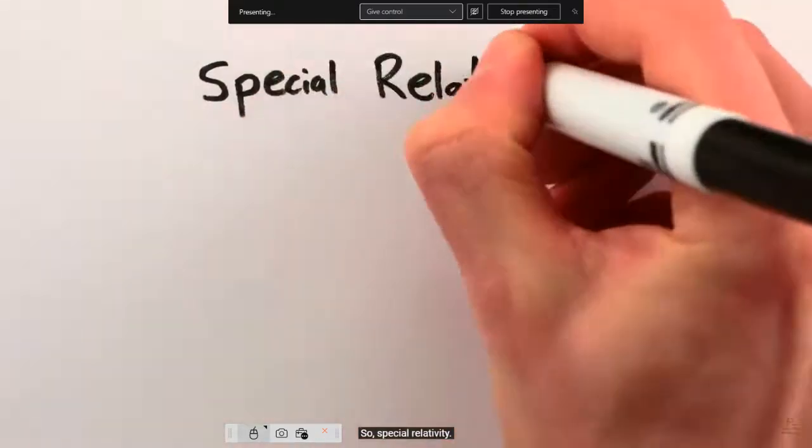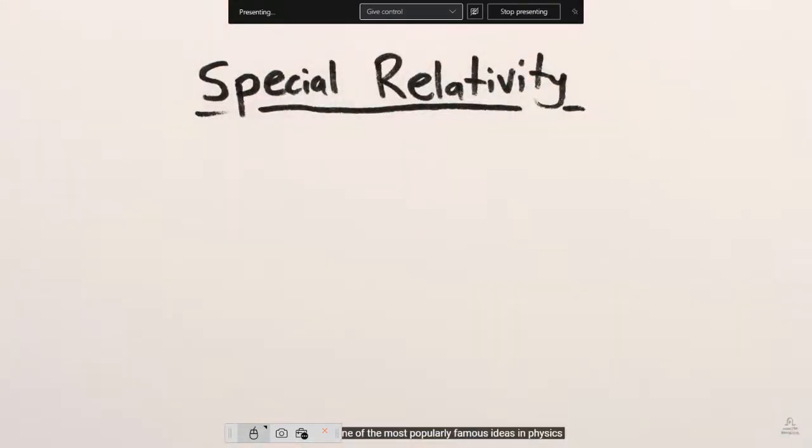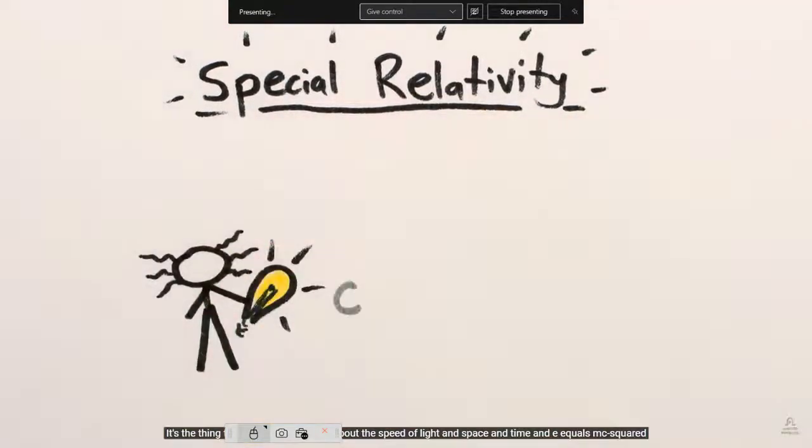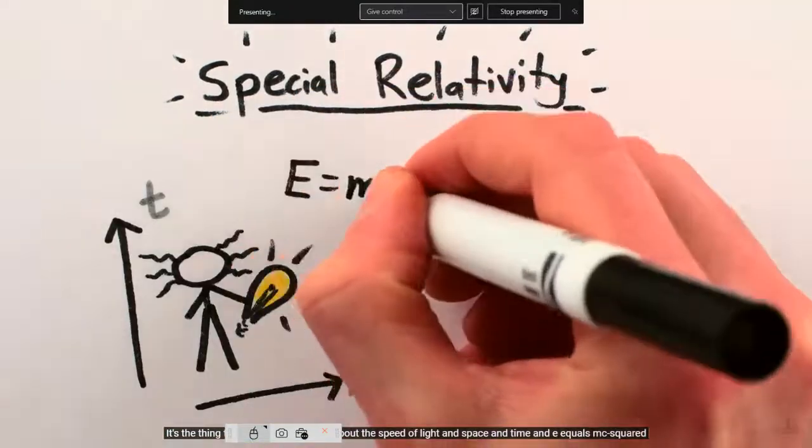So, special relativity. Special relativity is one of the most popularly famous ideas in physics. It's the thing that Einstein figured out about the speed of light and space and time and E equals mc squared.